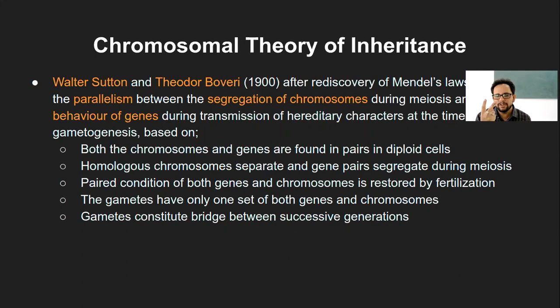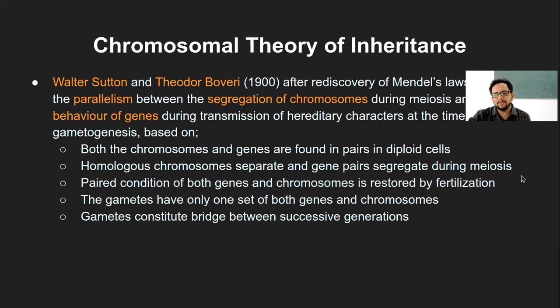So there will be two sets of chromosomes, and for each particular character, let's say skin color, there will be one gene from the mother and one gene from the father. This fact they knew already. Then the homologous chromosomes separate and the gene pairs segregate during meiosis.